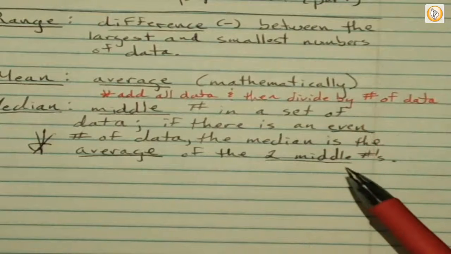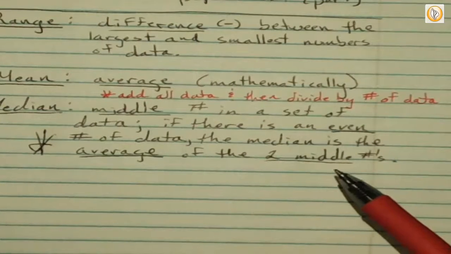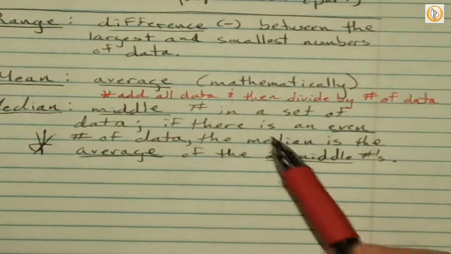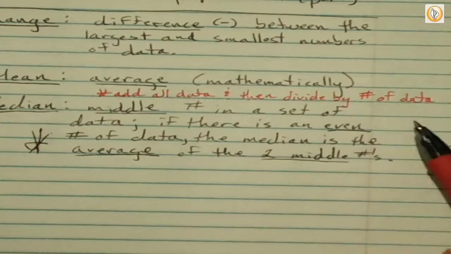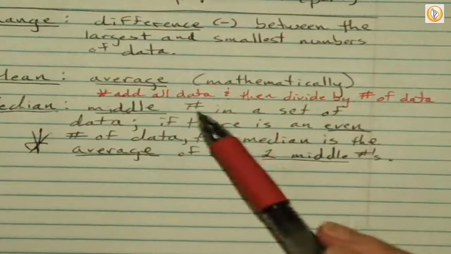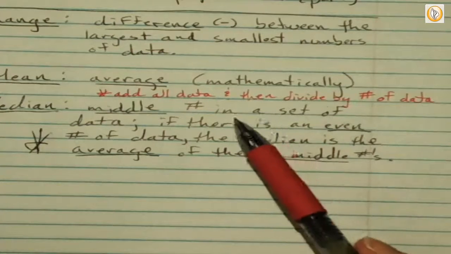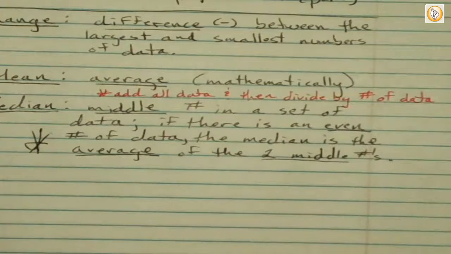Because even if you had a calculator, you need to be able to do it correctly on a calculator, right? And so you add all the data together and then divide by the number of data. So for example, there's 10 students in here. And if I want to find the average of the math exam, I would add up all of your math exam grades, and then divide by 10. That would give me your average.